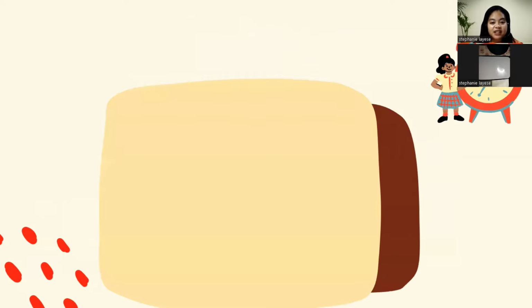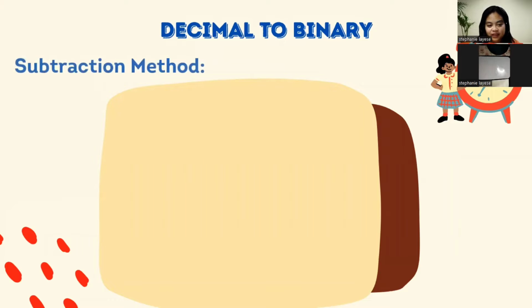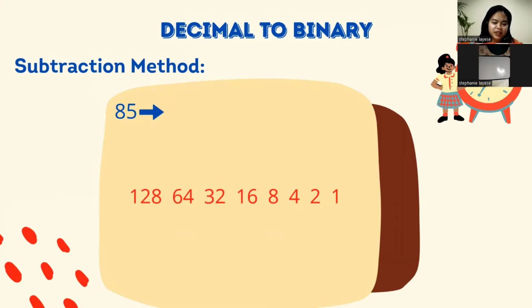Now, let's discuss decimal to binary. We have the subtraction method. Let's have the value of 85 as the decimal. You might be wondering why I have this red colored number here in our presentation, but remember, we will always use these numbers to solve our decimal to binary. You might also be wondering, where did I get these values? It's easy, you just need to multiply 1 times 2 equals 2, 2 times 2 equals 4, 4 times 2 equals 8, 8 times 2 equals 16, 16 times 2 equals 32, 32 times 2 equals 64, and so on.